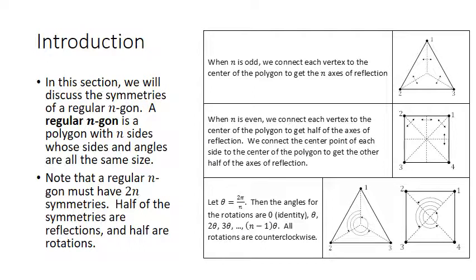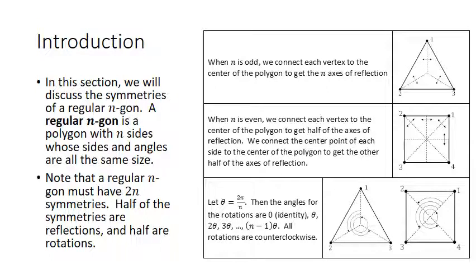Okay, so introduction to this investigation. What we're going to do in this investigation is discuss the symmetries of a regular n-gon. So what is a regular n-gon? That is simply a polygon that has n sides, and the regular part means that all the sides and angles are the same size. What I want you to think about is the fact that a regular n-gon will always have 2n symmetries. Half of the symmetries, n of them, will be reflections, and the other n will be rotations.